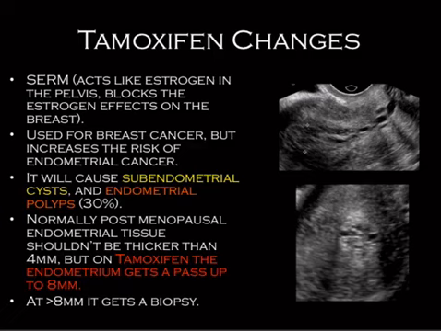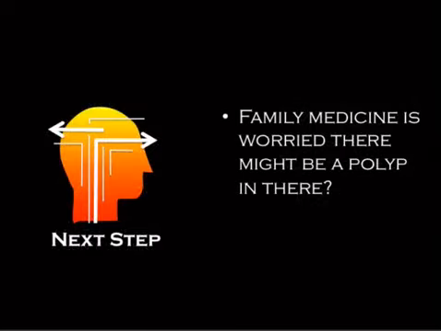It causes these cystic spaces. It also causes endometrial polyp formation, and it will normally thicken the uterus. So whereas a normal postmenopausal endometrium shouldn't be more than 4 or 5 millimeters, this would get a pass all the way to 8. So you'd expect it to be a little bit thicker.